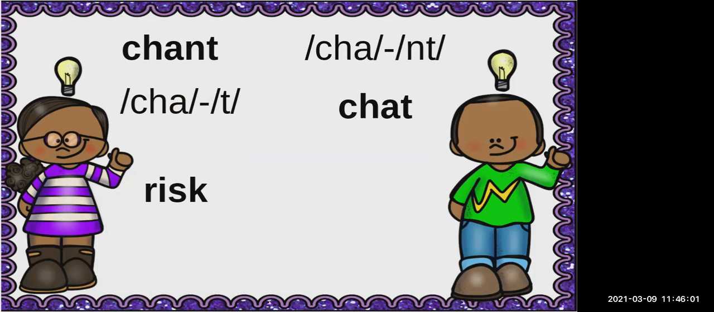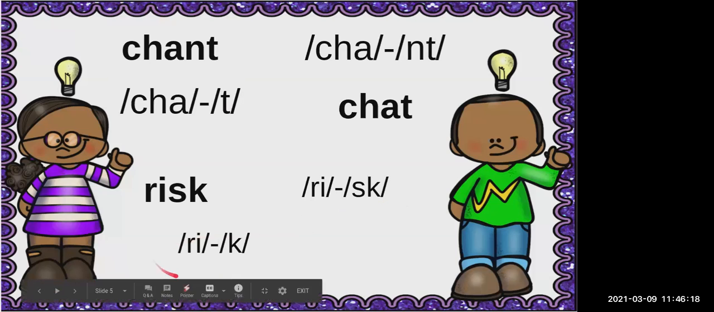Next is the word risk. Risk. So if we break that blend apart from the rest of the word, we have risk. sk is the blend. If we get rid of the first sound of the blend, we have Rick.